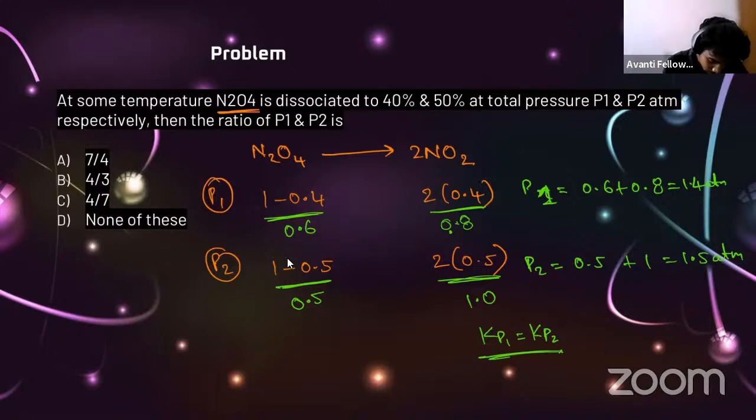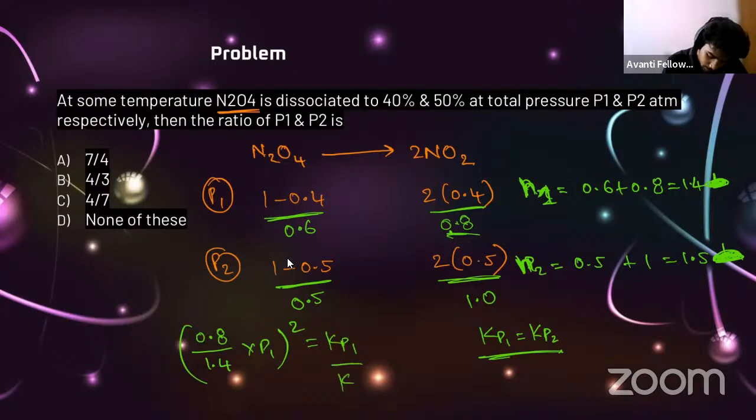Kp1 you can write, right? What is Kp1? Nothing but mole fraction of NO2 whole square. Mole fraction, that is 0.8 moles is there, 0.8 by 1.4. Sorry, this is total number of moles, not pressure. Total moles, okay. 1.4 moles and 1.5 moles. If you see here, 1.4 into P1 whole square, total pressure is P1. This is nothing but Kp1 divided by Kp2.